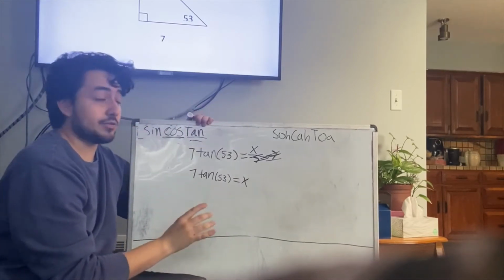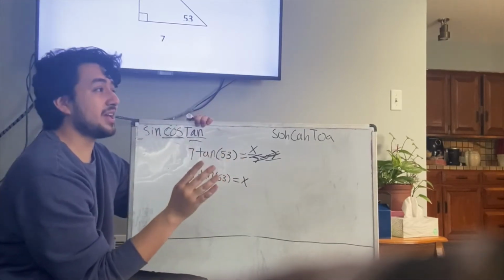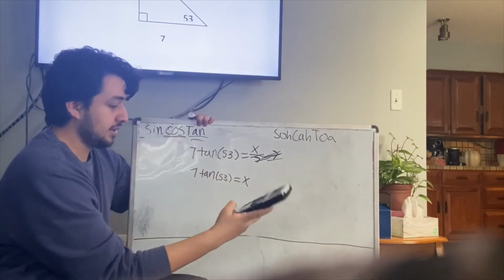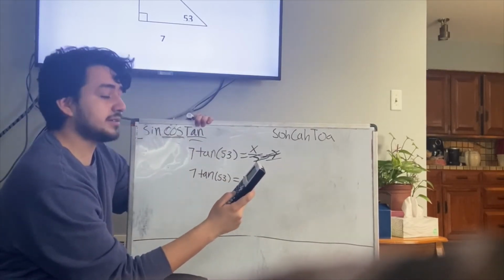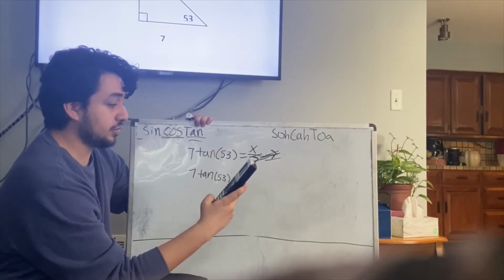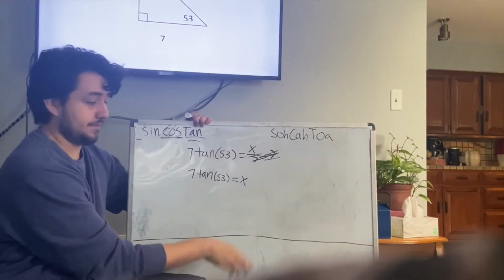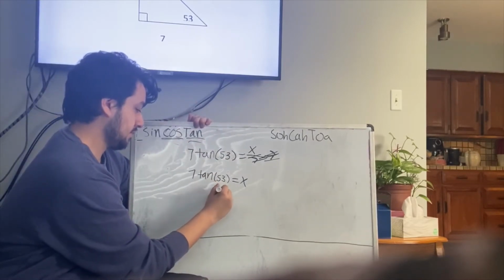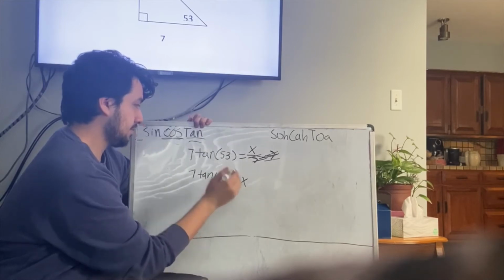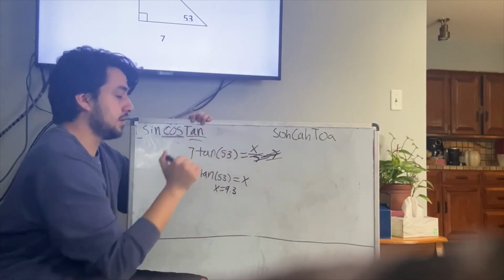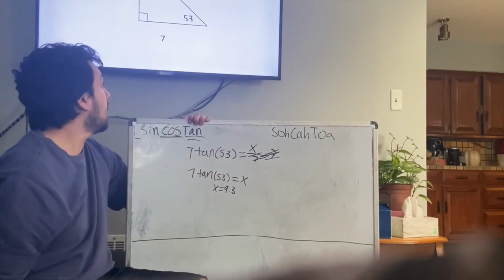It's a bit easier when your x is in the numerator, and by that I mean it's just one less step that you have to do. So then you'll have 7 tangent of 53 is equal to 9.3. Those are example problems.